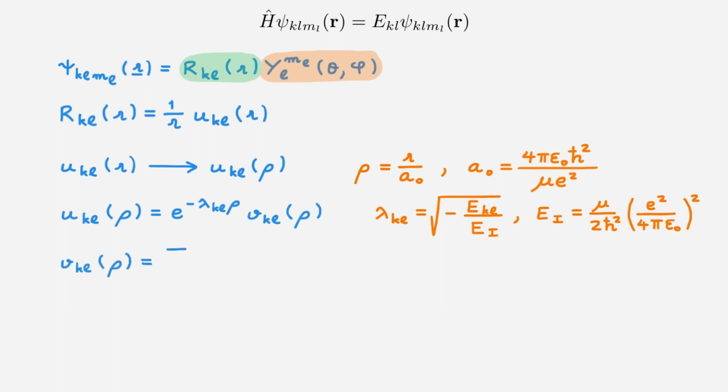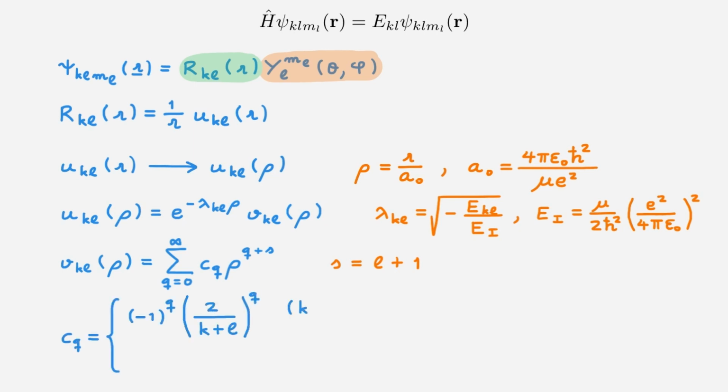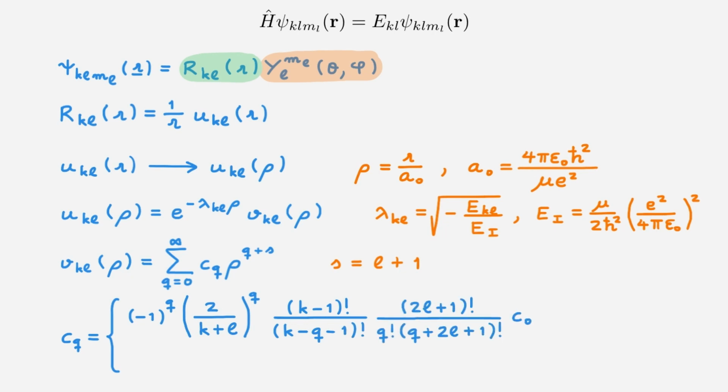Next, we express the function v in a power series like this, where the exponent s is equal to L plus 1. The expansion coefficient CQ is related to the expansion coefficient C0 by this rather long expression. And this is true for Q smaller than K. The expansion coefficient CQ vanishes if Q is larger than or equal to K. These expansion coefficients imply that the power series is finite. And we then complete the solution by fixing C0 through normalizing the wave function.